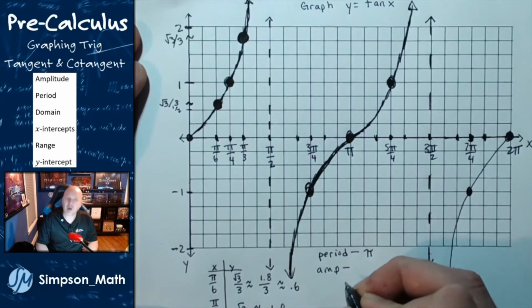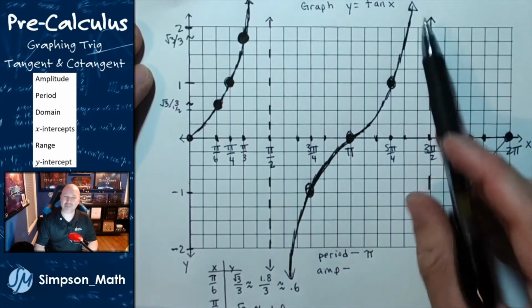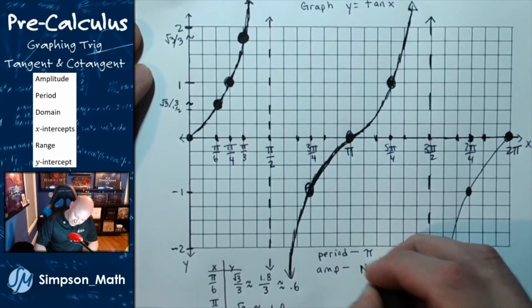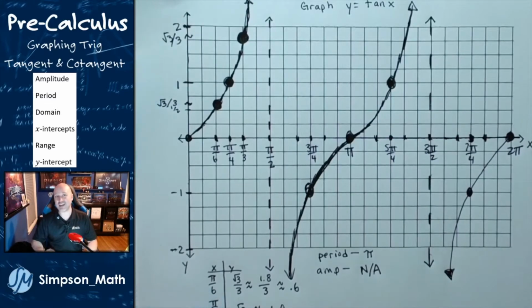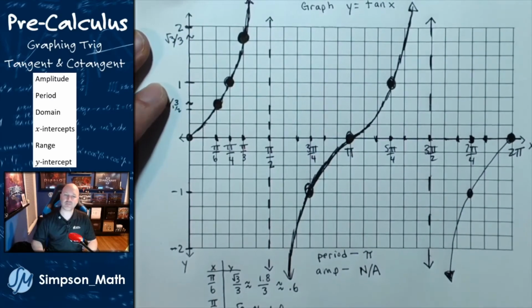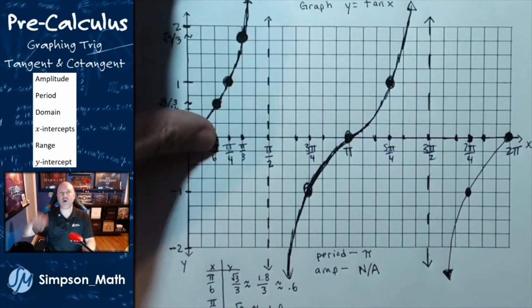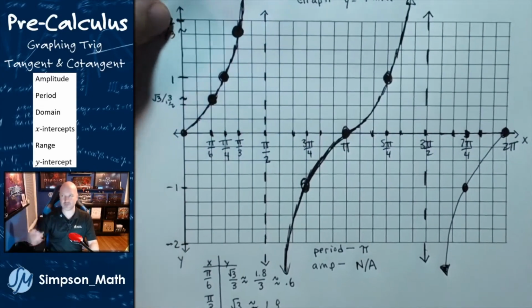Amplitude, a dumb question. There's no maximum value. If I ask you this, you just say it's not applicable. Really only sine and cosine have amplitudes. It's the waves, and you want to know how high is the wave from a zero position.